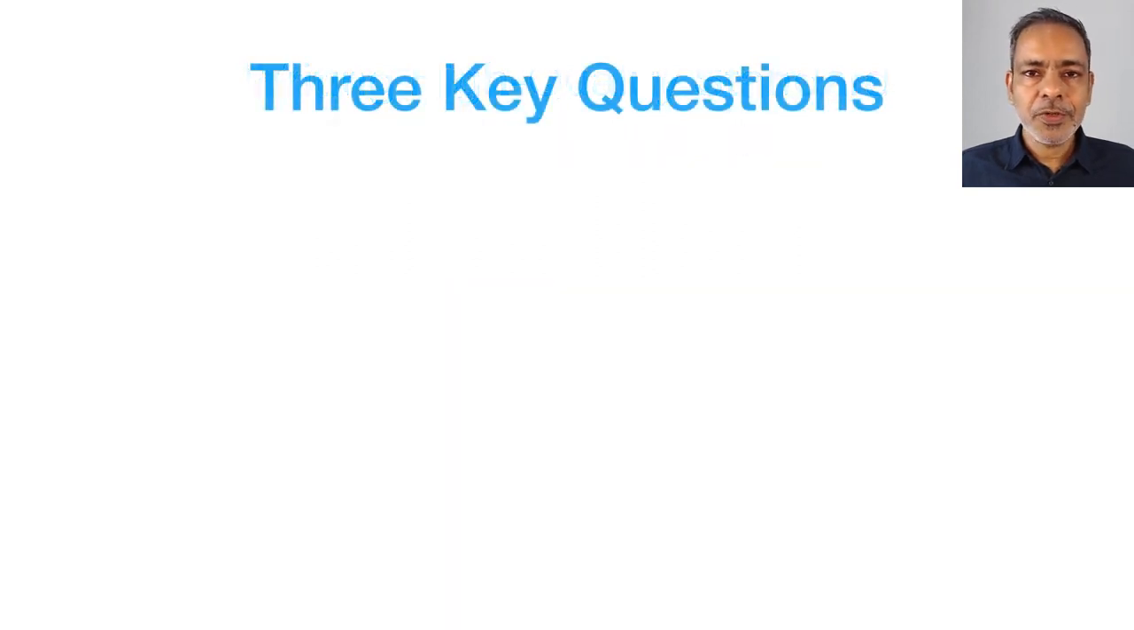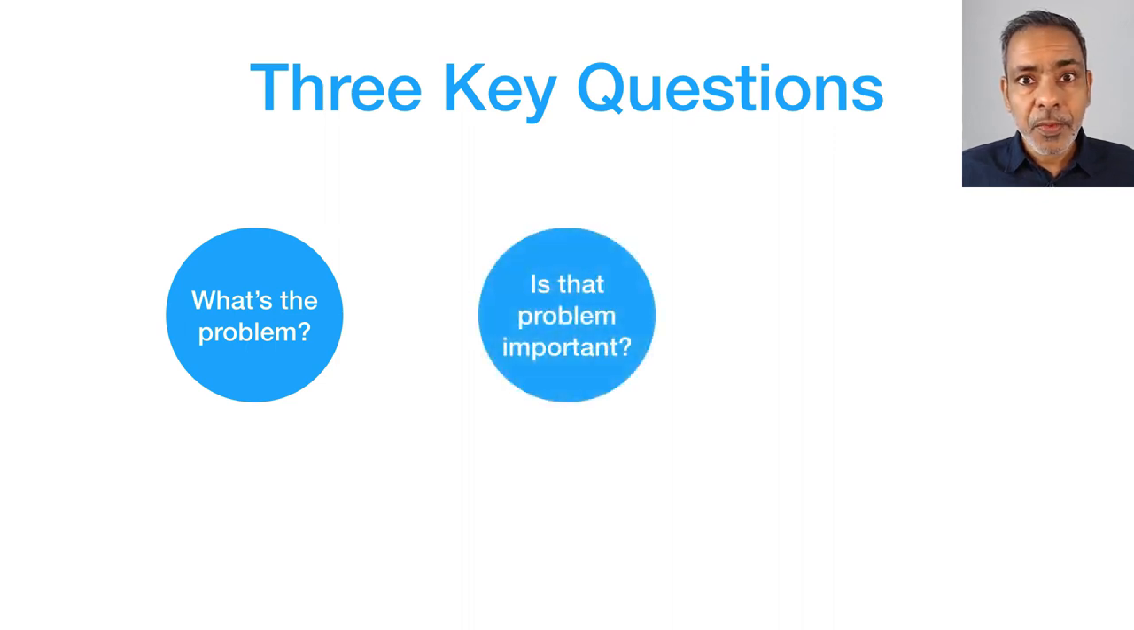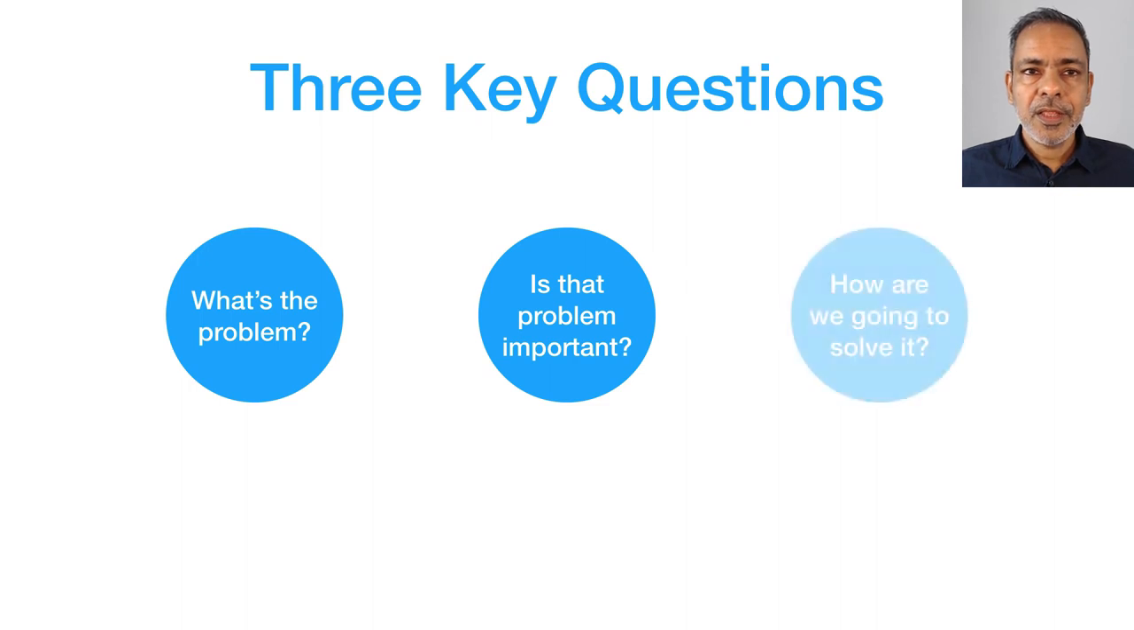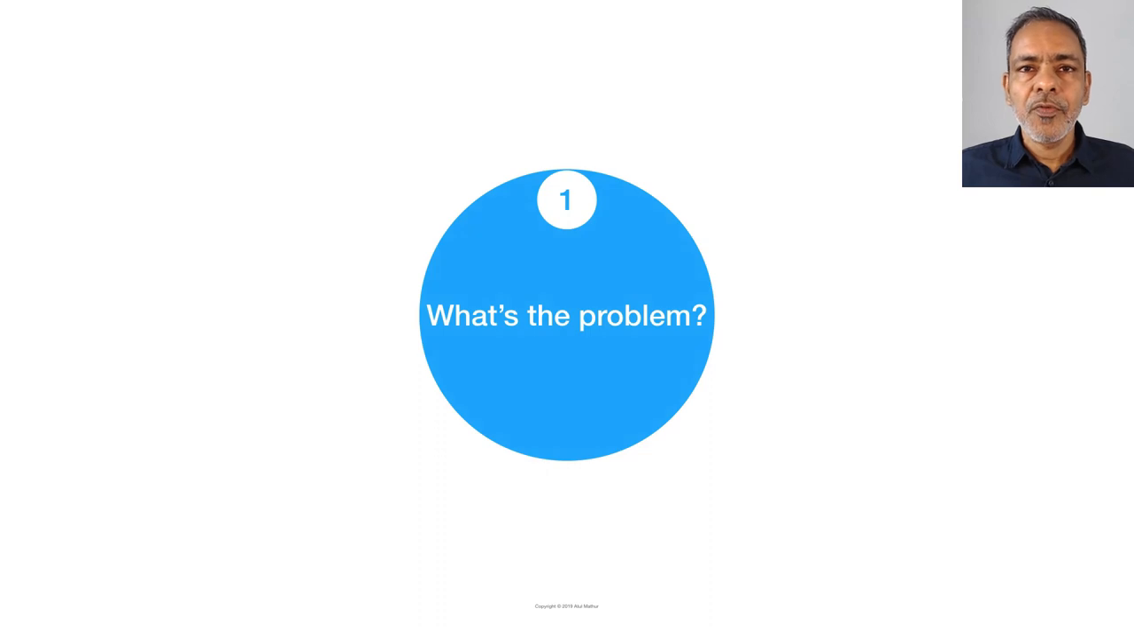I would like to introduce this course to you by asking the following three key questions. What is the specific problem this course is trying to address or solve for you and your organization? Second, is that problem really important? And third, how are we going to solve it through this course? So we will look at these three questions. So let's look at question number 1. What's the problem that we are trying to solve through this course?